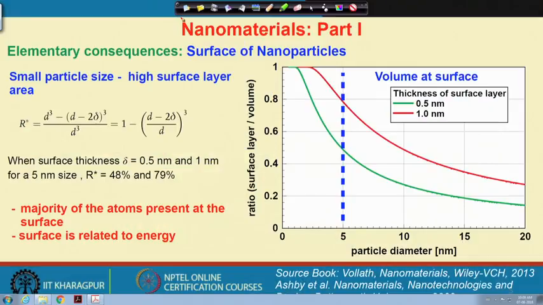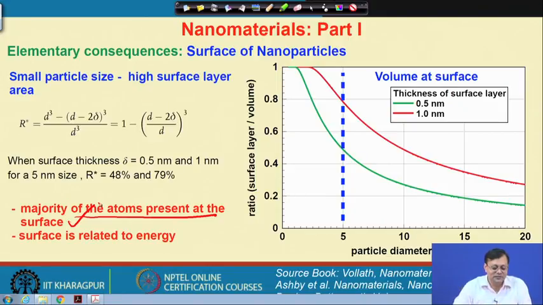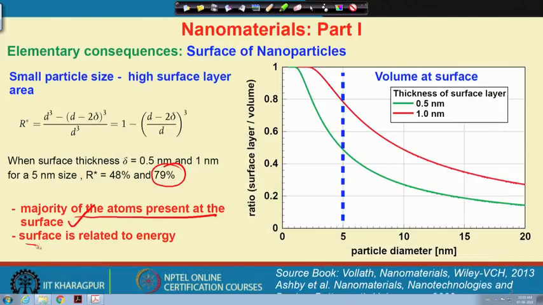Now, again we have calculated, but now what is the elementary consequence? Yes, this simply says that the majority of the atoms are present at the surface. So, if 80% of the volume is occupied at the surface, then the majority of the atoms are there, because the volume consists of the atoms. And we all know that the surface is related with an energy, we call it surface energy. So, a high amount of energy is associated with that surface. These are the two very important parts that we have derived from this discussion.